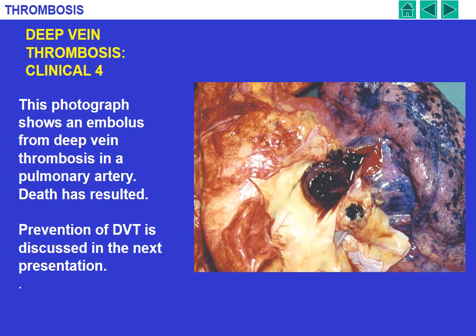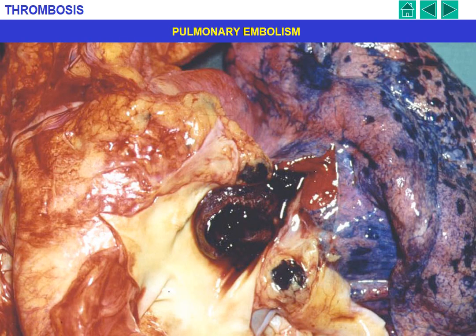Here we have a photograph of an embolus lodged in a pulmonary artery from a deep vein thrombosis. You can see how the thrombus is coiled, and if you look on the surface you can see a pale line running along it, which is an appearance we've already discussed. Prevention of deep venous thrombosis is discussed in the next presentation. Here we have a closer view of the thrombus occluding the pulmonary artery, and obviously in this case resulting in death.